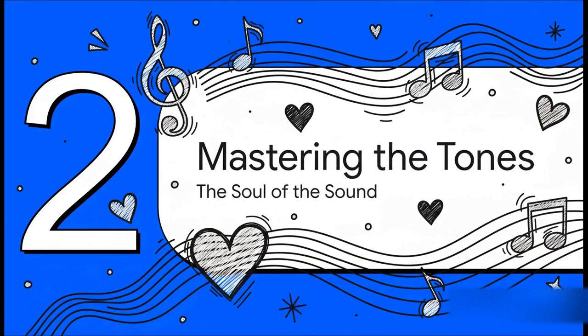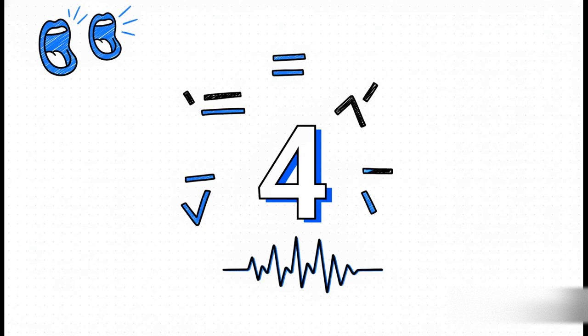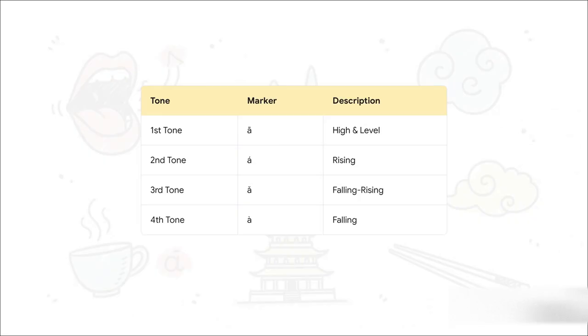Now we come to what is, without a doubt, the most important part. If the initials and finals are the body of a syllable, then the tone, the tone is its soul. It's what gives Mandarin its unique musical quality and, more importantly, its meaning. So how many tones do you need to master? 100? 50? Nope, just 4. 4 main tones that can completely change what a word means. Getting these down is the real secret to being understood. And this table shows them perfectly.